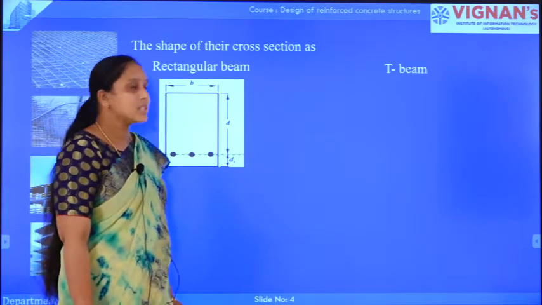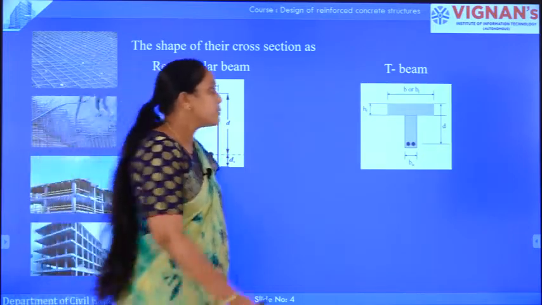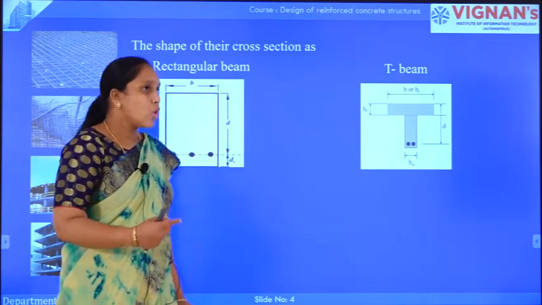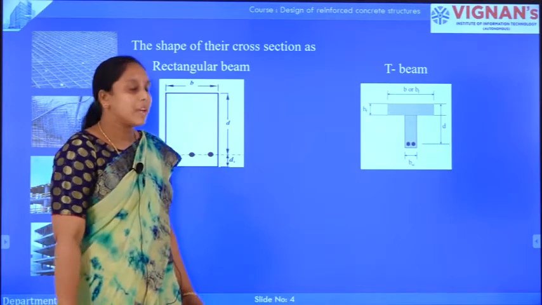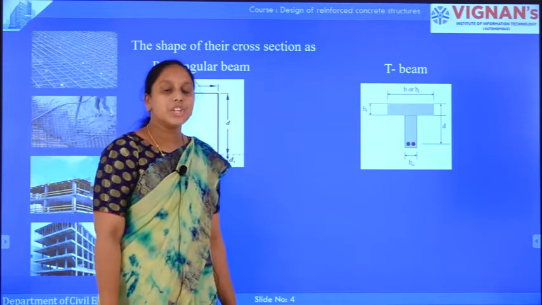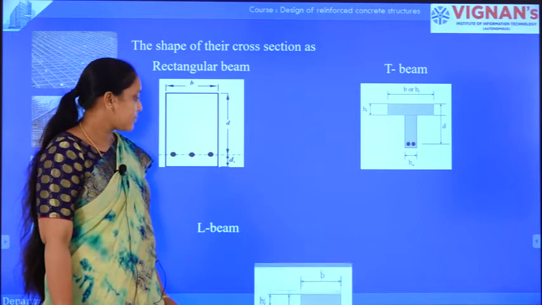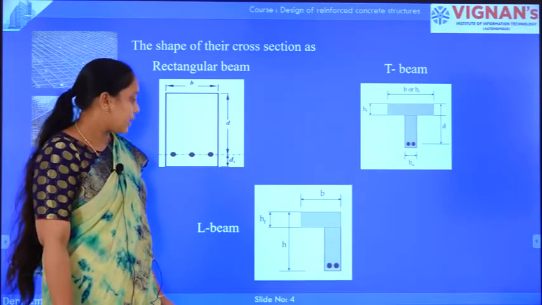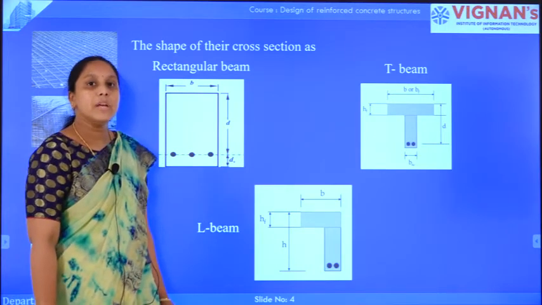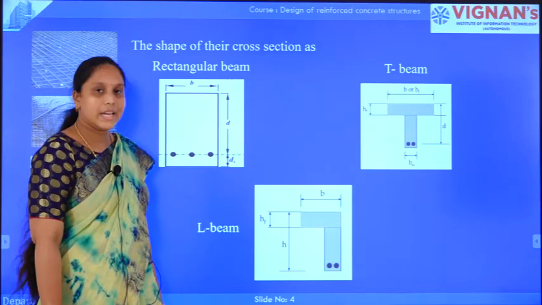And the next is a T-beam. So, what is a T-beam? The shape of this particular beam is a T-shape. If in a beam you take a section, and the shape of the cross section is T, then such kind of beams are called T-beams. And L-beams. If you see, the shape of this particular beam is an L shape. So, what is an L-beam? In cross section, if the shape is L, then it is called an L-beam.